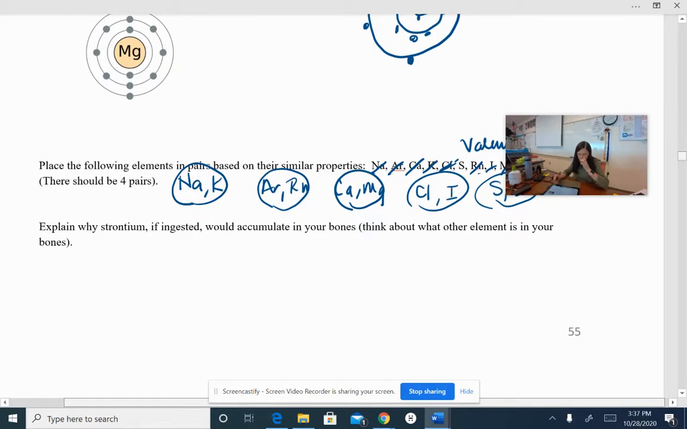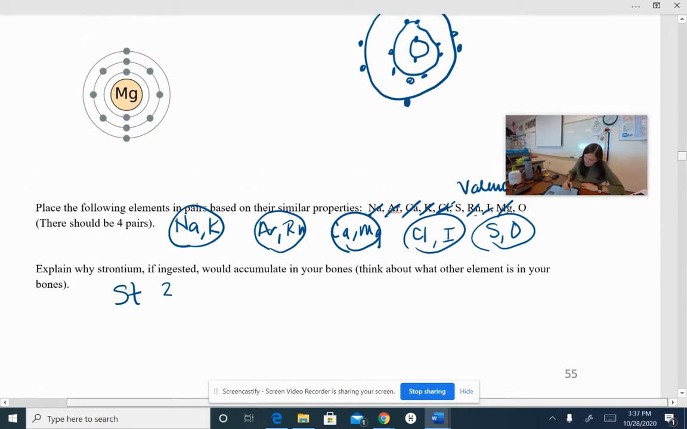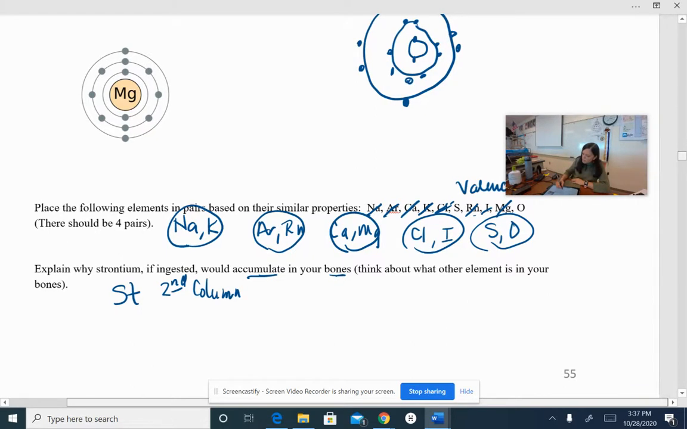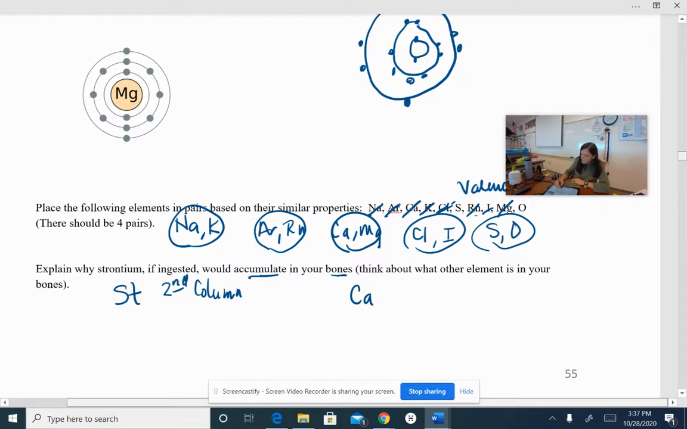Okay? Explain why strontium, remember, is in that second column. Why do you think if you ate strontium, or ingested strontium, which is the fancy word to say if you eat it or get it into your body, why do you think it would accumulate in your bones? What are your bones made out of? Think about that for a second. Aren't our bones made out of calcium? And isn't calcium also in the second column?